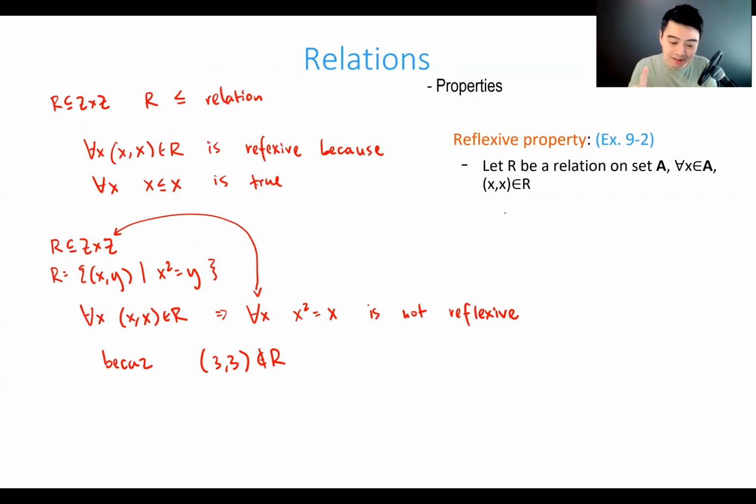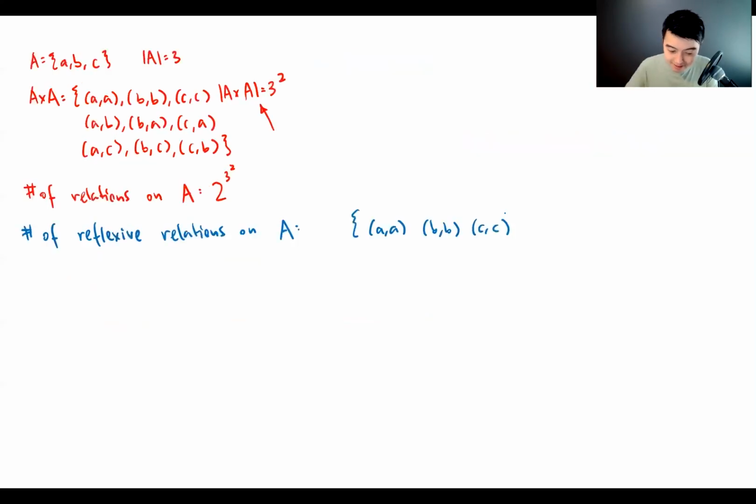Is it okay that 2, 3 is also in this relation? Or is it okay that 2, 4 is in this relation? The answer is yes, right? Just the fact that x is always related to itself is good enough for it to be reflexive. So if I have AB in there, if I have AC in there, that's okay, right? It's still reflexive.